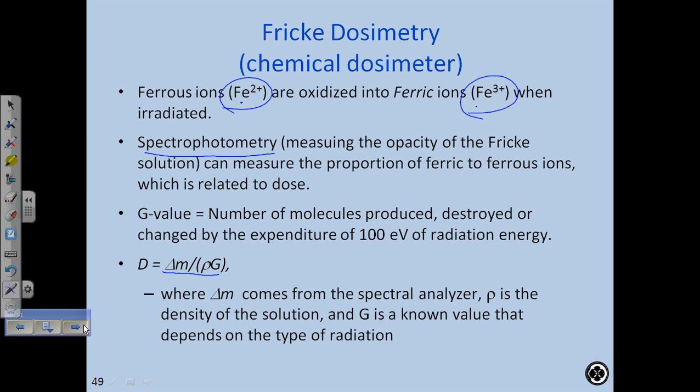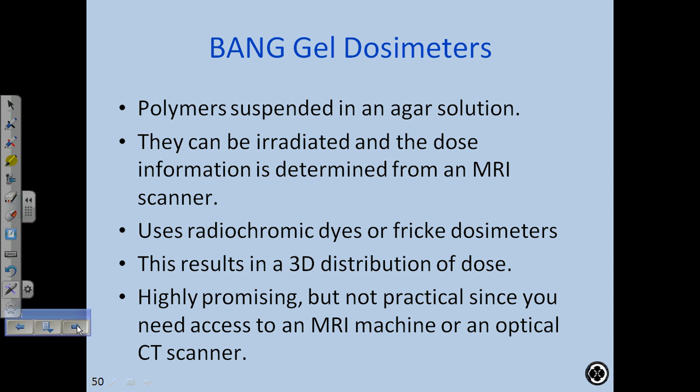People still use that. BANG gel dosimeter. So this is a different type of dosimeter. Now polymers are suspended in a gelatin solution. They can be irradiated, and the dose information is determined from an MRI scanner.